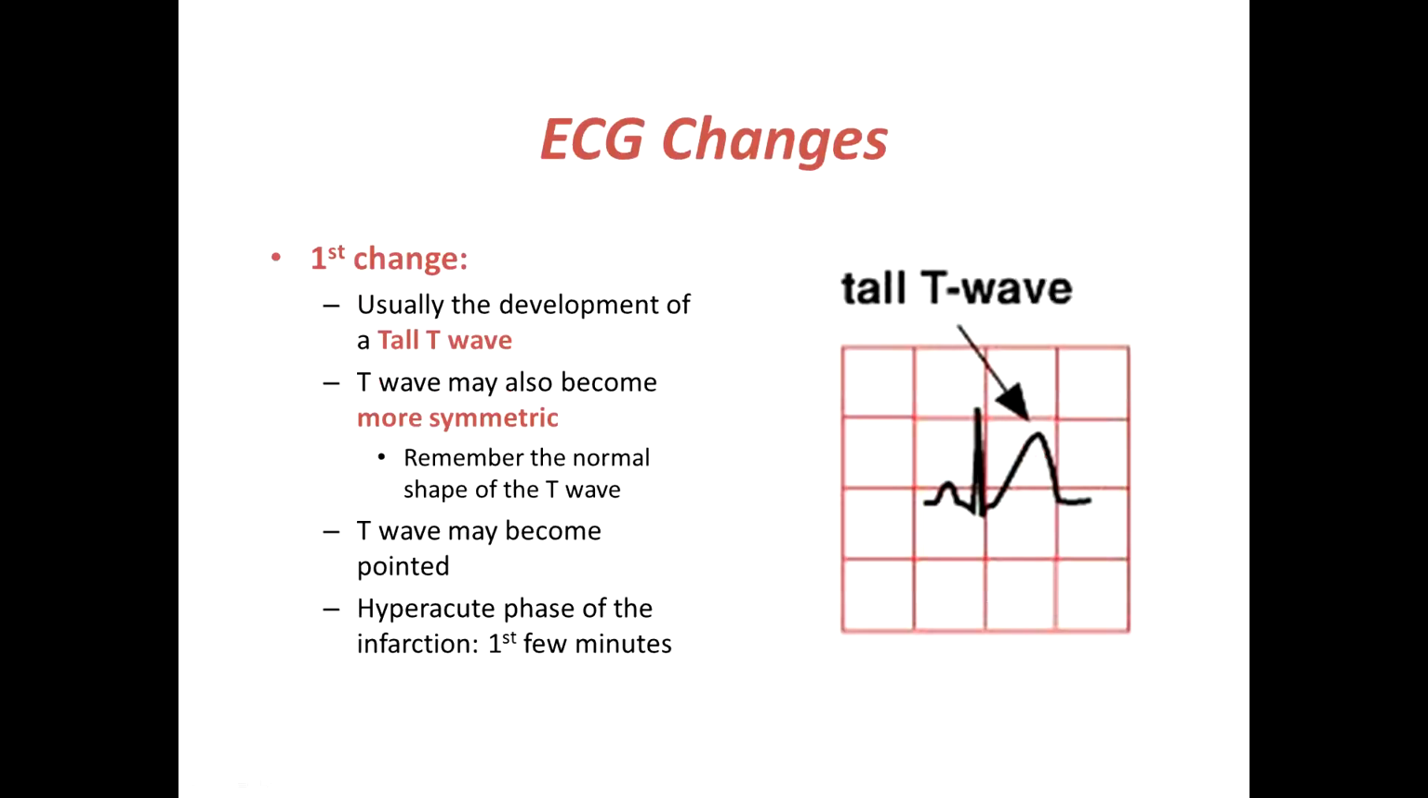Okay, so the first change, the acute change, is going to be a tall T wave. This is something that a lot of people don't pay attention to. And the T wave is going to be more symmetric. Remember that the T wave is asymmetric, with the latter third being higher or taller than the front 2/3. The T wave can become more pointed, and we call this the hyperacute phase, and it happens in the first few minutes. But how often are you respiratory therapists actually looking at the monitor and recognizing any trending in the morphology of the T wave?